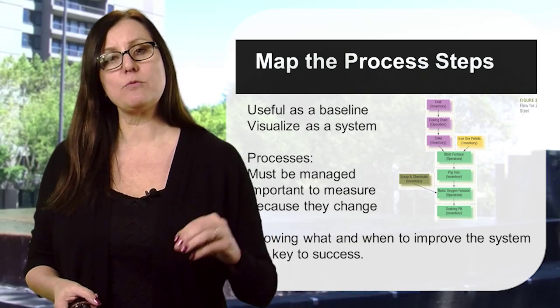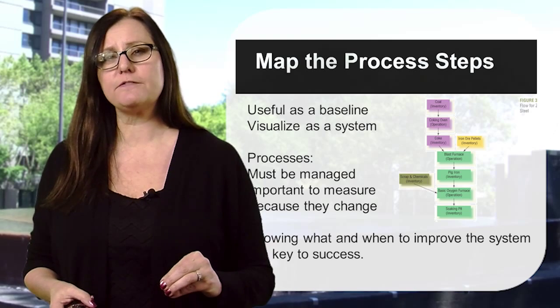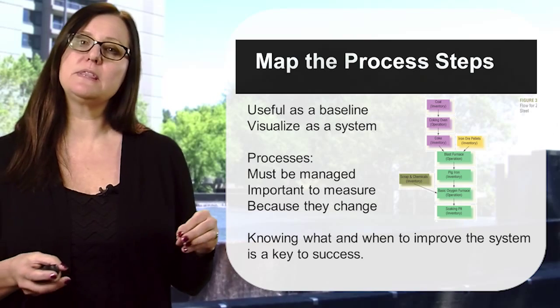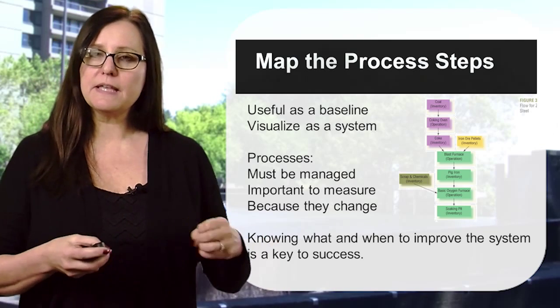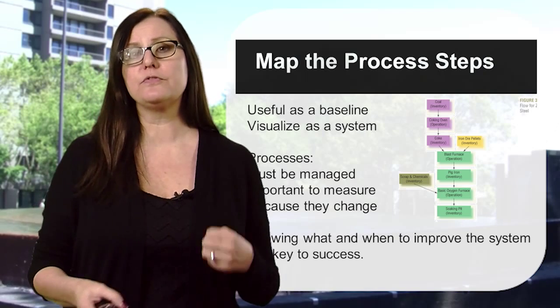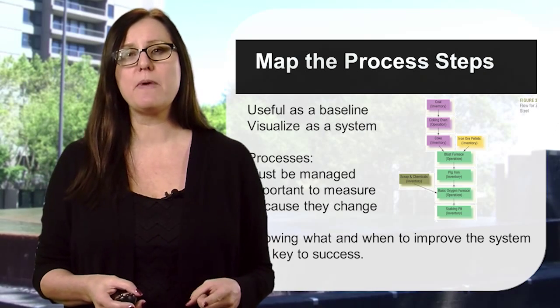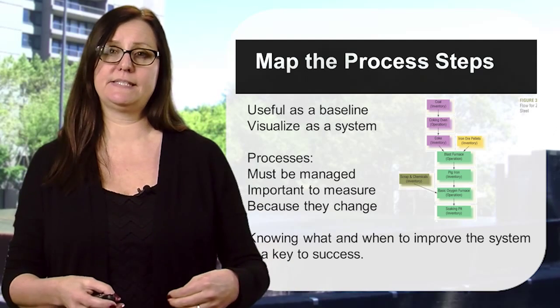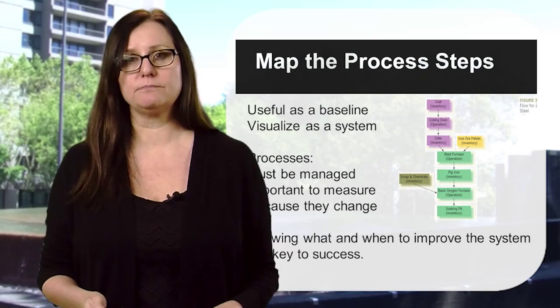You need to identify what the inputs and the outputs are of each process and then put them in order. Okay, so they must be managed because they're going to change. And you need to know what and when to improve the system so you can be successful. Remember, putting all these processes together make a system, and that's what we're looking for.